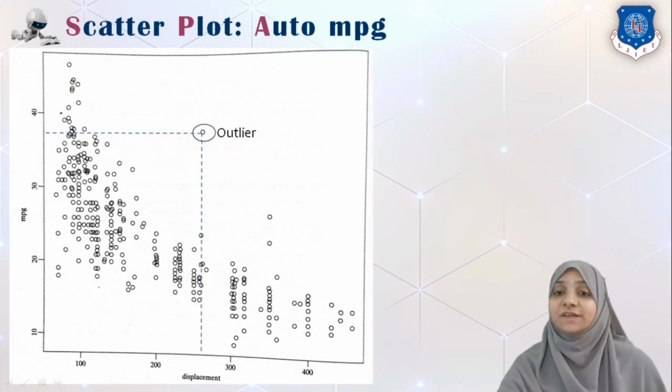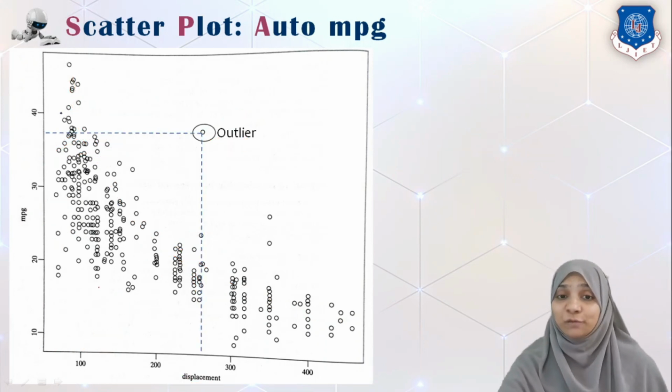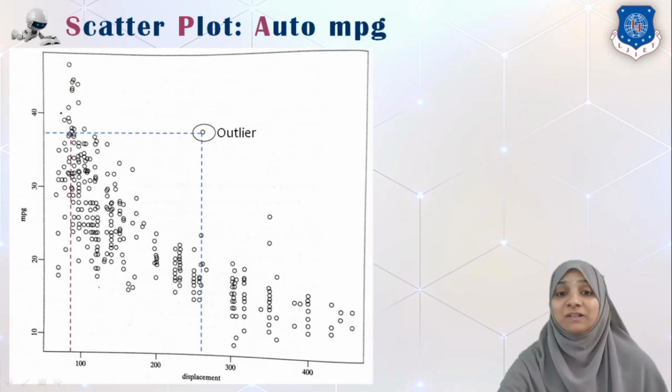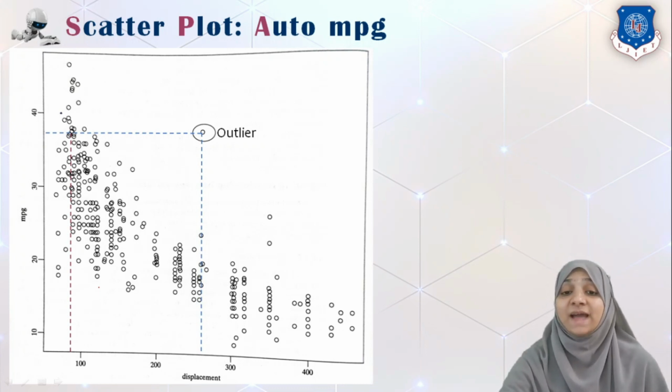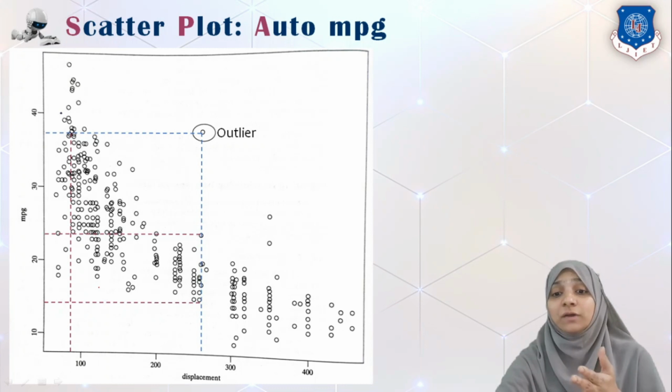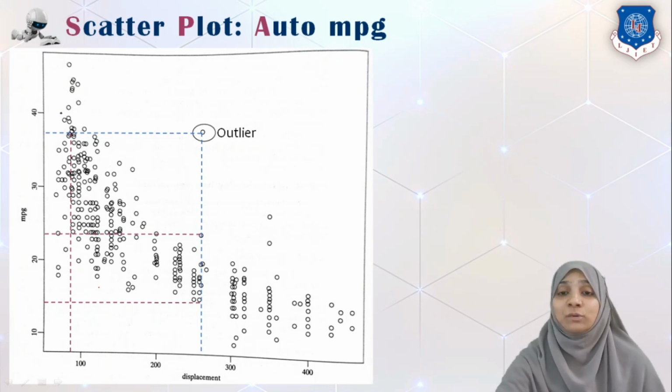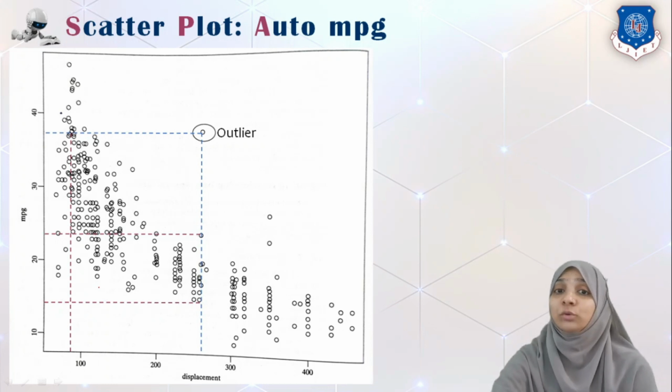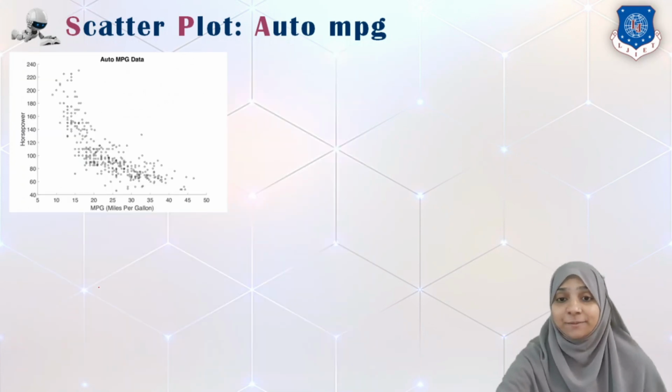Now, as you can see, this outlier says displacement is 250, then miles per gallon will be around 38. But for 38 miles per gallon, the displacement must be in the 50 to 80 range. Or if the displacement is around 250, the miles per gallon must range from 15 to 25. So obviously this outlier doesn't follow the nature of the curve. That's why we say it is not fitting the remaining data set.